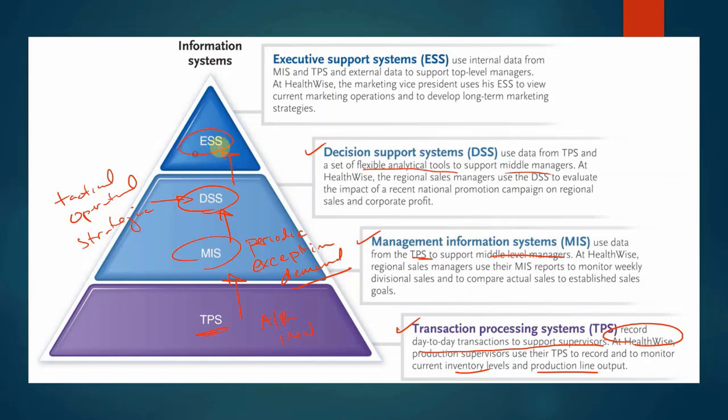From there, we push up to the ESS, the executive support systems, which use internal data from MIS and TPS and external data to support top-level managers. This information is typically provided in a highly summarized form so that they can see everything in a summarized form and then have the capacity to drill down on it and provide direction for that drill down. So here at HealthWise, the marketing vice president uses his ESS to view current marketing operations and to develop long-term marketing strategies.